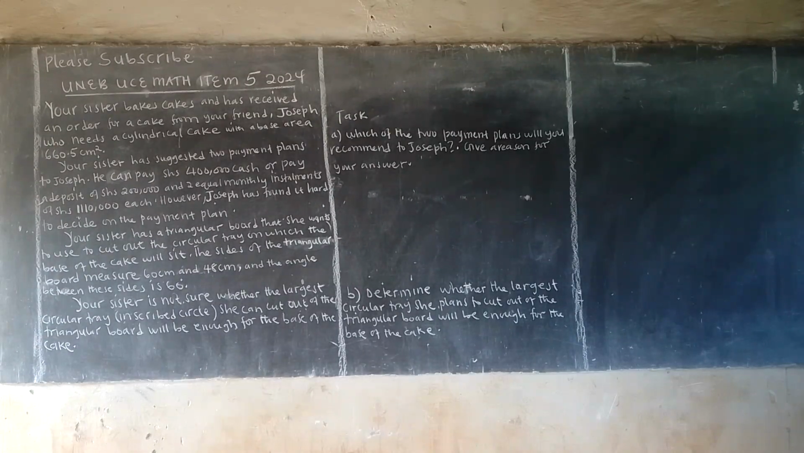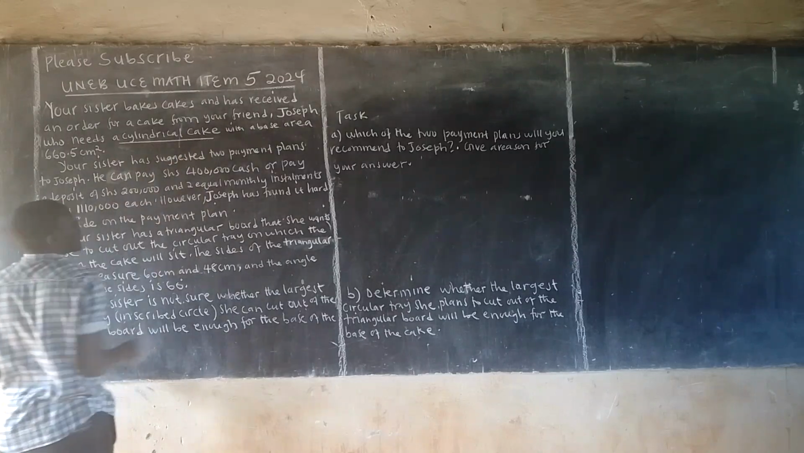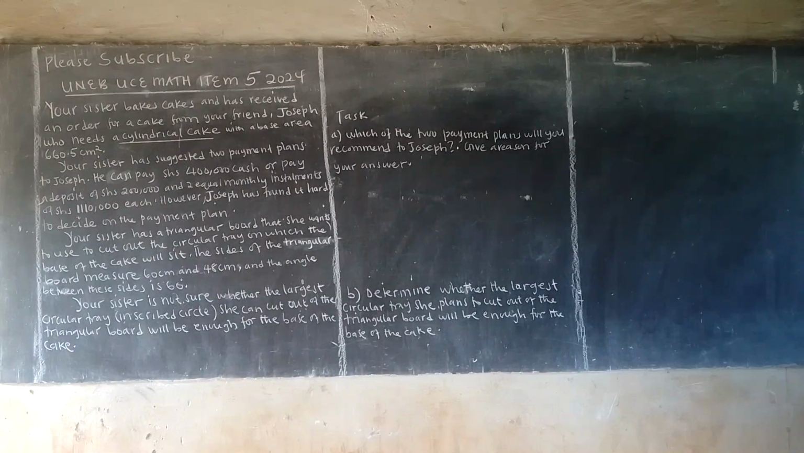Now they're saying, your sister bakes cakes and has received an order for a cake from your friend Joseph, who needs a cylindrical cake with base area 660.5 centimeters squared.